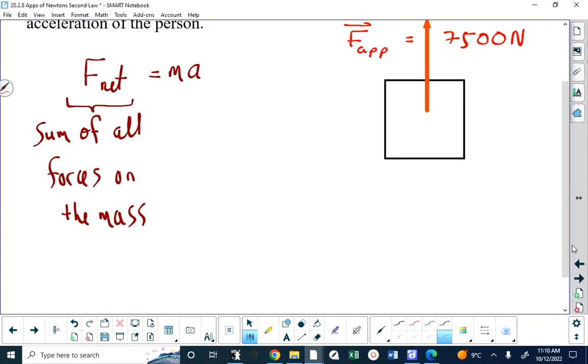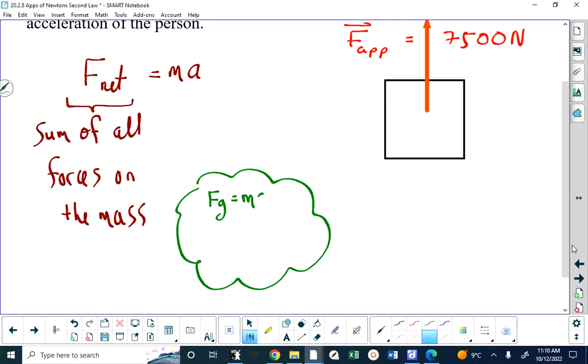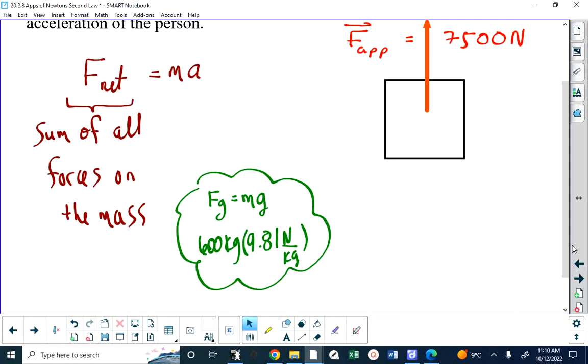What is the force due to gravity? The force due to gravity will have a magnitude of m times g, which is 600 kilograms times 9.81 newtons per kilogram. Again, I want to pause because when you read this question, it looks like a childish question. F equals ma, divide the force by the mass. It is a sophisticated question. It's not a simple question. Was it 600 kilograms? Thank you.